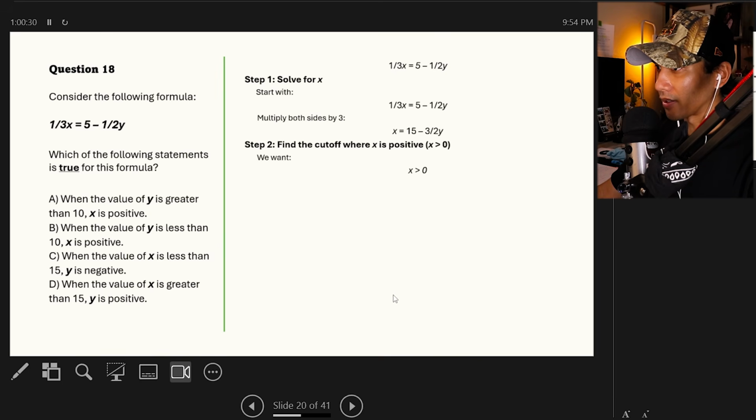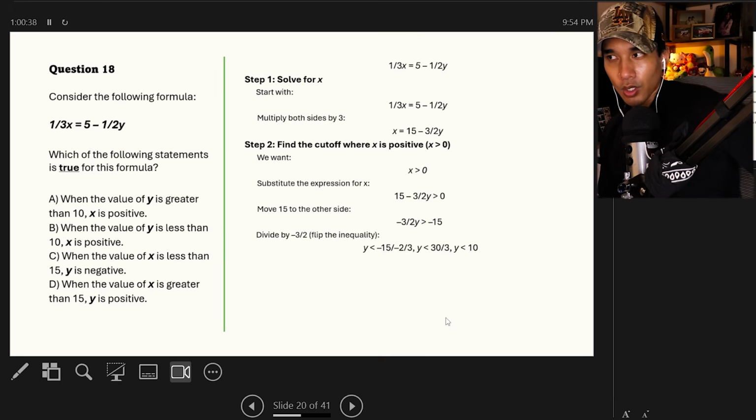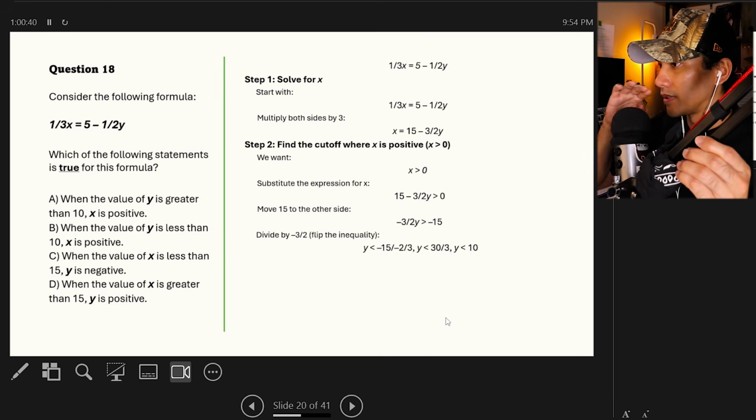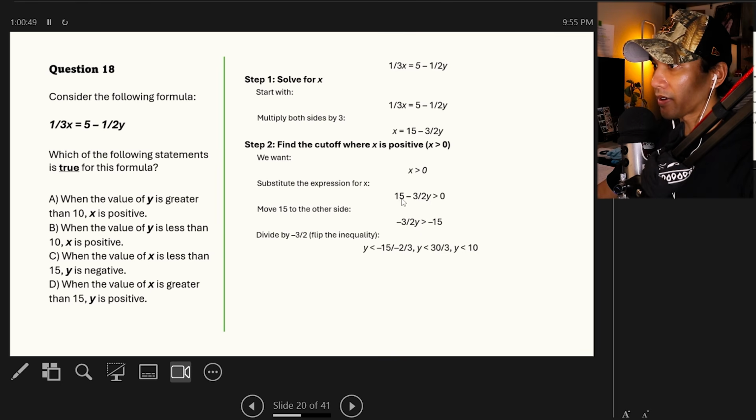So I'm just going to go quickly over this, and then I want you to do it yourself. I want to go over this really quick, and it doesn't have to have anything to do with this problem, but you will encounter this. It says substitute the expression for x. So 15 minus 3 over 2y is greater than 0, and then you just subtract everything here.